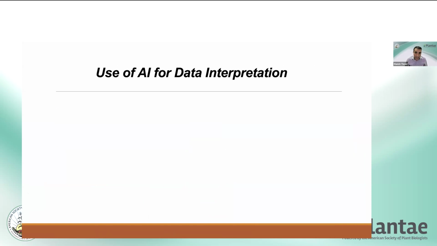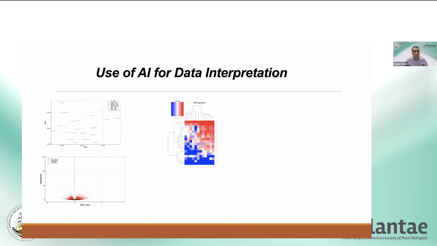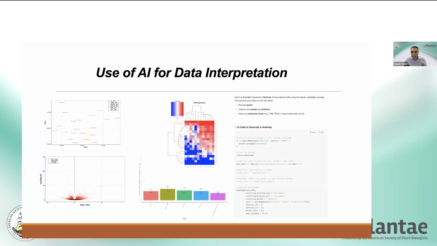I use AI for data interpretation. For example, I am a wet lab biologist, and when I have to start working on the bioinformatics part or the dry lab part, I was doing an RNA-seq analysis for which I had to make a PCA plot, or a volcano plot, or generate a heat map, or a box plot with statistical analysis, for example ANOVA, and I don't know how to do that. So I can just download one of these images and feed it to ChatGPT and ask it, please generate R code to make a similar plot.